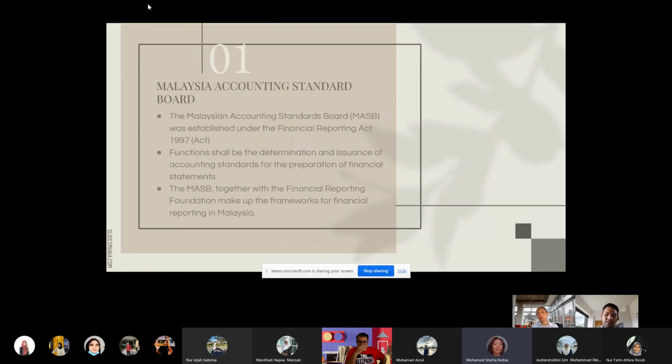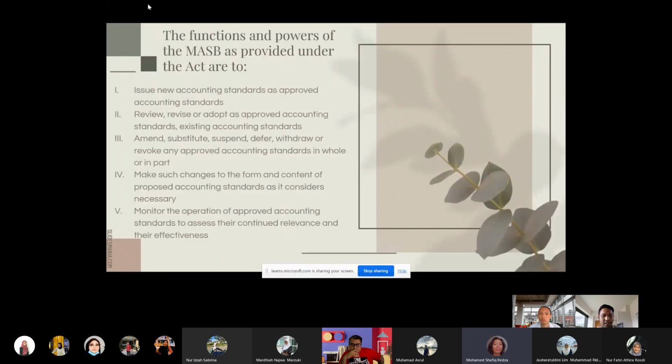MASB was established under the Financial Reporting Act 1997, and the function of MASB shall be the determination and issuance of accounting standards for the preparation of financial statements. The MASB together with the Financial Reporting Foundation make up the framework for financial reporting in Malaysia. This framework comprises an independent standard setting structure with representation from all relevant parties in the standard setting process, including preparers, users, regulators, and the accountancy profession.